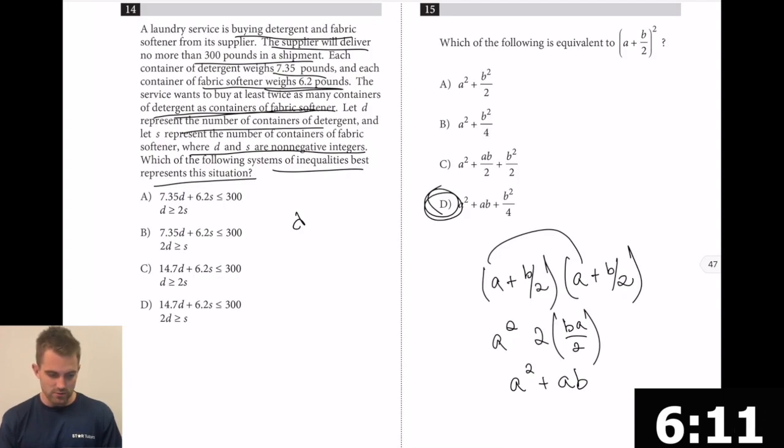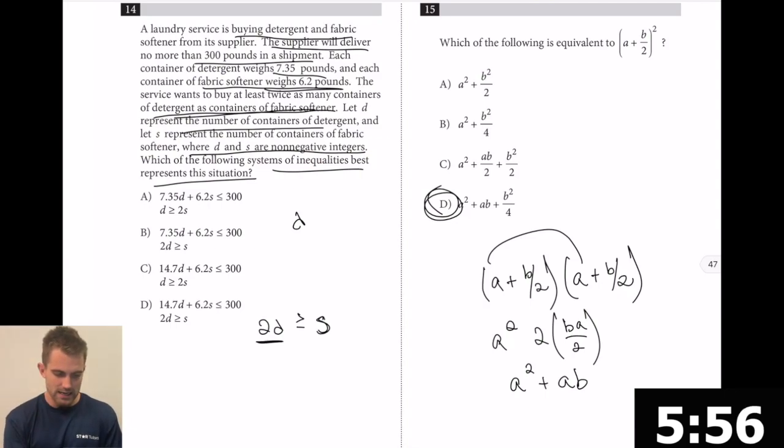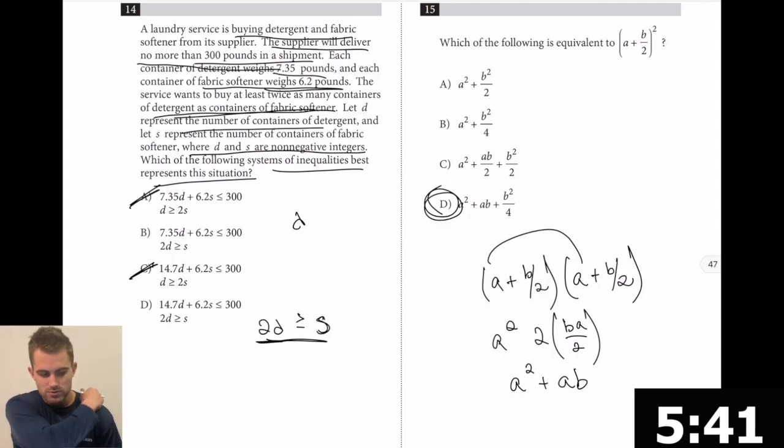as fabric softener. So we need to say 2D, let D represent the number of containers of detergent. 2D must be greater than or equal to S, because we want twice as many detergents. So 2D must be greater than or equal to S. Okay, we're on the right track here, guys, because they have this equation mapped out in 2 of our answer choices. So now we have to figure out the other one. We want that we'll deliver no more than 300. So this has to be less than or equal to, and we want to say 7.35 pounds, and each container of fabric softener. So these two need to be separate.